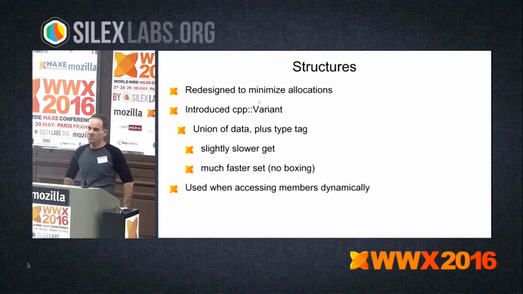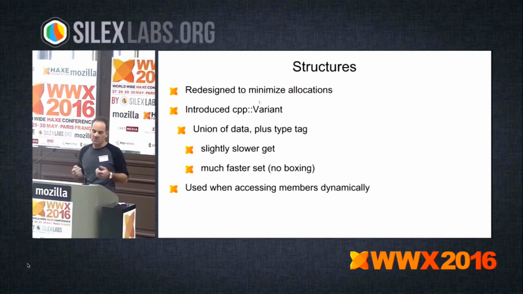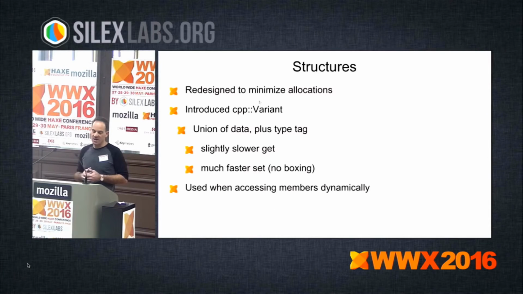I introduced the CPP variant type, which has just got a little type flag, which can be string or bool or object or something like that, and the data. And so it's slightly larger than a normal object, but it means that a single struct here can represent any of the Haxe types. And it's slightly slower to actually read from the structure because you have to check the type to see if it's a string, then you need to do something, otherwise you do something else. But it's much faster to set because you don't actually need to box a type like you would with a dynamic.